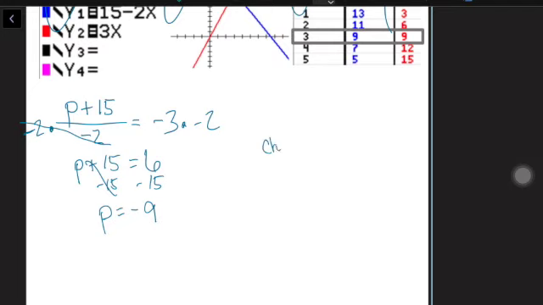And then to check, we have negative 9 plus 15 in the numerator divided by negative 2. If I work the top of that, 15 plus negative 9 is 6 on top. 6 divided by negative 2 is indeed negative 3. So we are awesome.